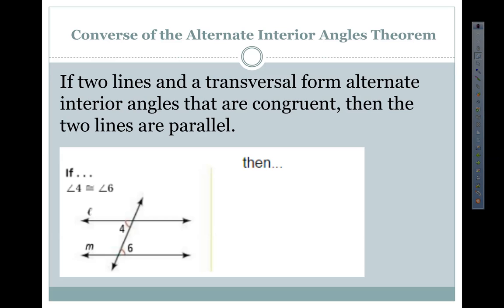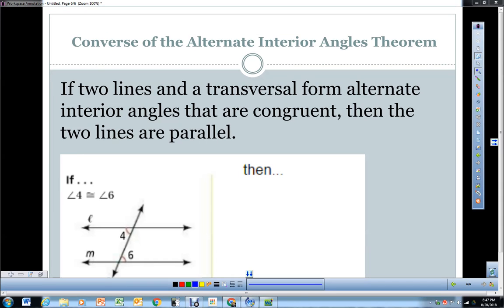And let's look at the next one, converse of the alternate interior angles theorem. Once again, remember, anytime you hear the word converse, we have swapped our conditional statement around. So if two lines and a transversal form alternate interior angles that are congruent, then the two lines are parallel. So if we have angle 4 and 6 here congruent, then that means that line L is parallel to line M.